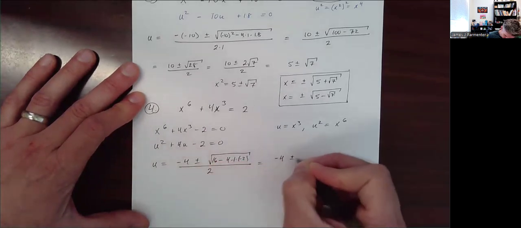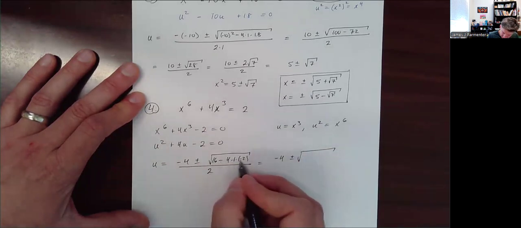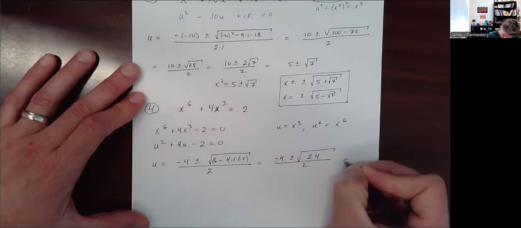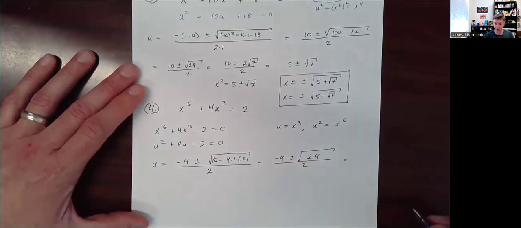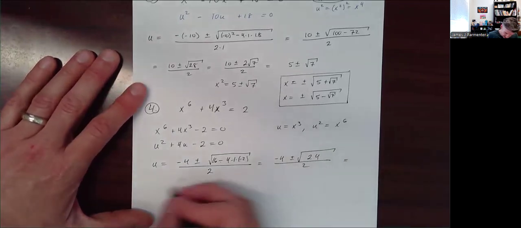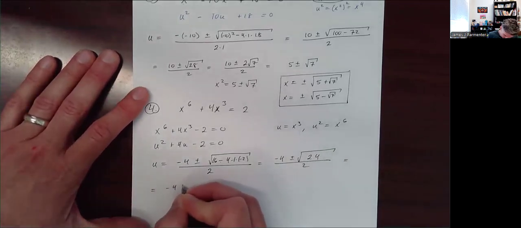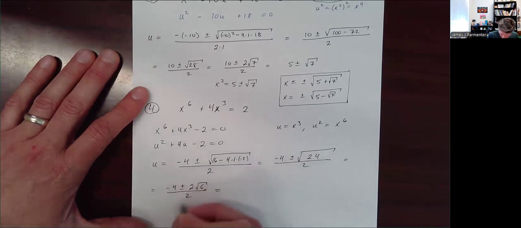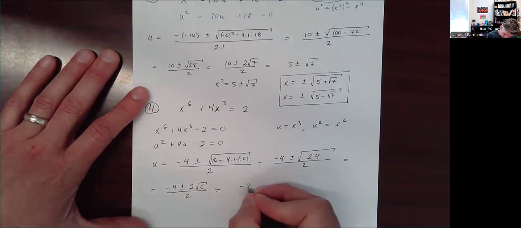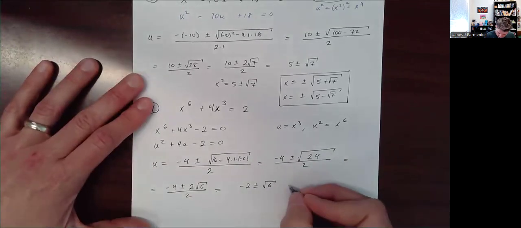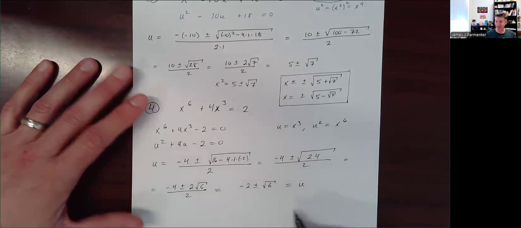Simplifying, we get negative 4 plus or minus the square root of 16 plus 8 is 24, all over 2. 24 is equal to 4 times 6, so the square root of 24 is the square root of 4 times 6, or 2 times radical 6. So that's going to be negative 4 plus or minus 2 radical 6, all over 2. Dividing each of those numerators by 2, we get negative 2 plus or minus radical 6. And that's what u is equal to. So that's what x cubed is equal to.